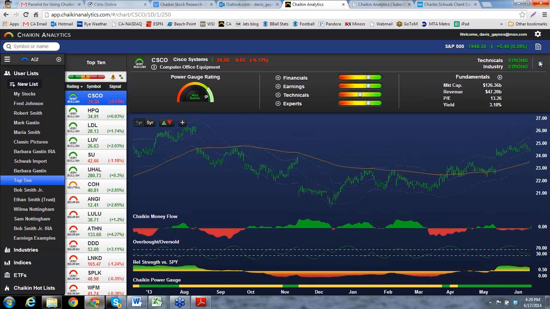Clicking that button will bring up the Chaikin Power Gauge. And as we saw, very unique about our model is we don't just give you the grade.